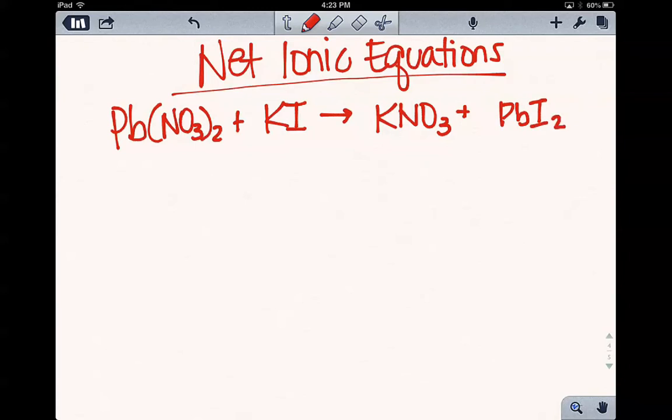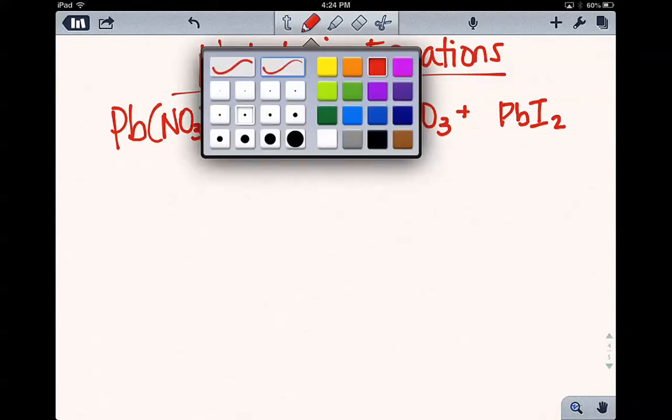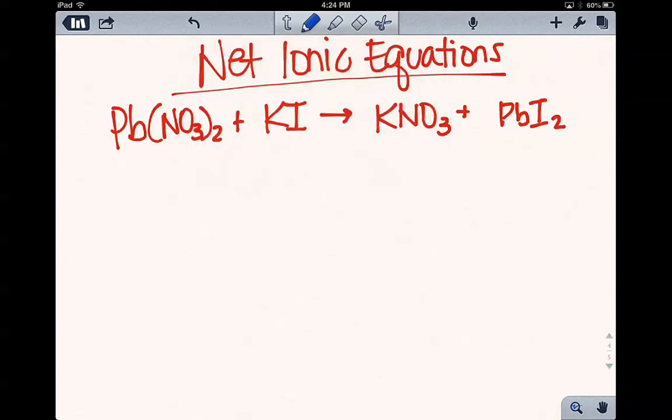Now, the first thing that you can do is you can either balance first and then cancel things out, or you can cancel things out and then balance. It's totally up to you. I'm going to go ahead and balance it first because this one's a pretty simple balance. Let's see, we need 2 of these guys, which means we need two of these guys. Okay, so now we are balanced.